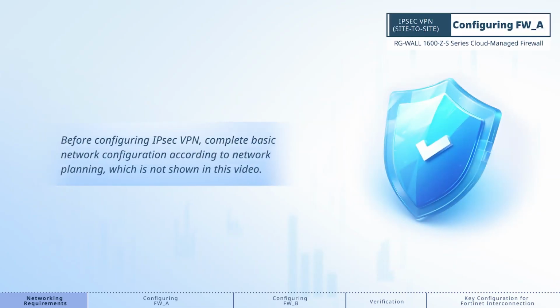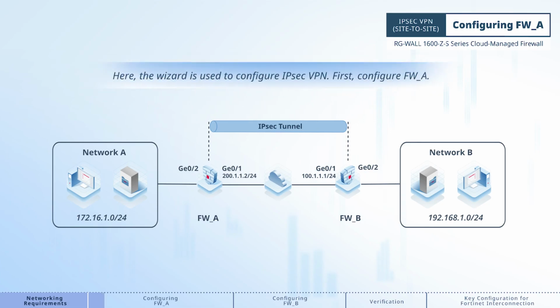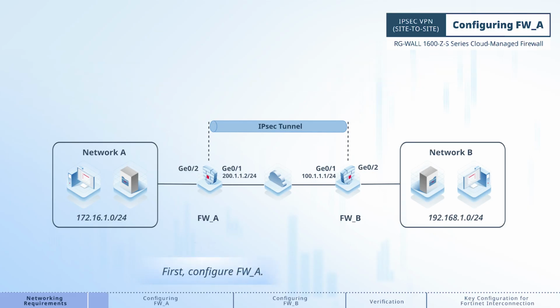Before configuring IPsec VPN, complete basic network configuration according to network planning, which is not shown in this video. The device supports two tunnel configuration modes: custom tunnel configuration and configuration using the tunnel configuration wizard. Here, the wizard is used to configure IPsec VPN. Configure Firewall A.